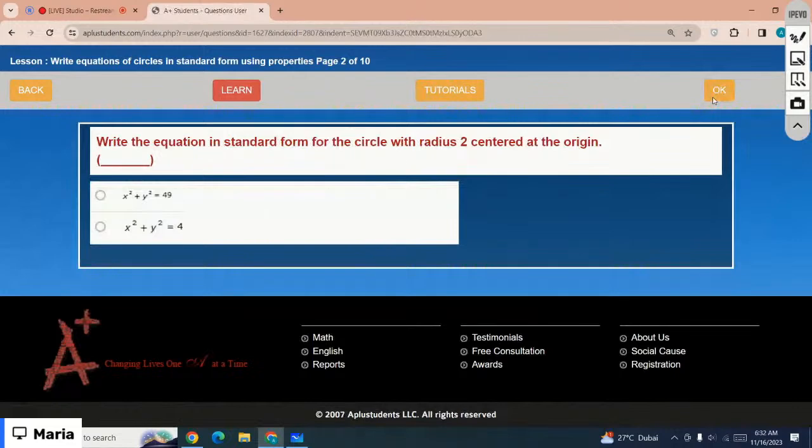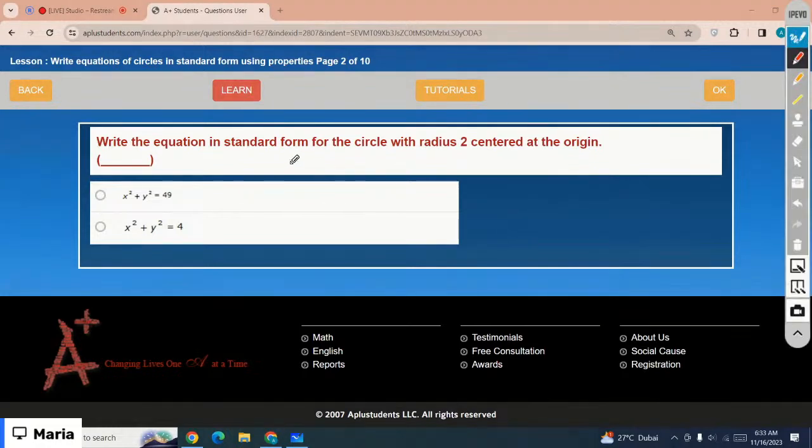Write the equation in standard form for the circle with radius 2. So which is the correct option? You are given the radius of the circle is 2 and the circle is centered at the origin, right? That means the center of the circle is (0, 0). So just use the standard equation.